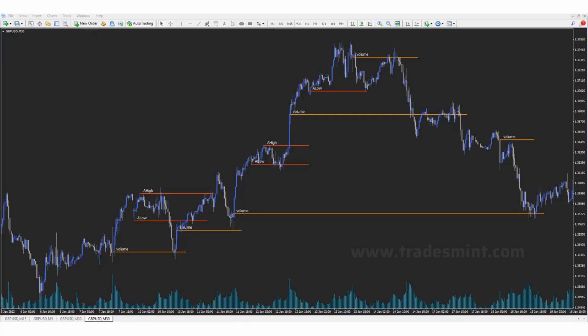Key levels. Key levels are for me the price levels where something important happened, like rejection or continuation of the move, and I prefer to mark them on the M30 time frame and based on the volume. So I'm choosing the highest volume candles, and I'm watching the price action.